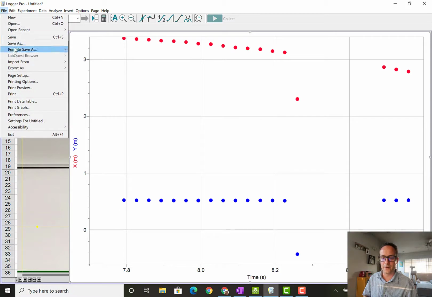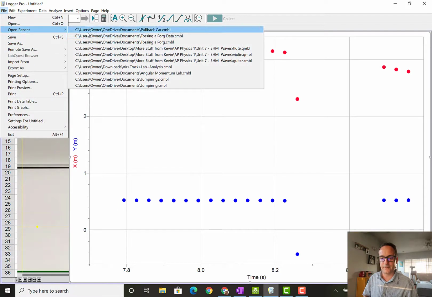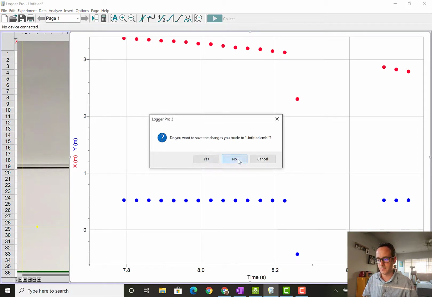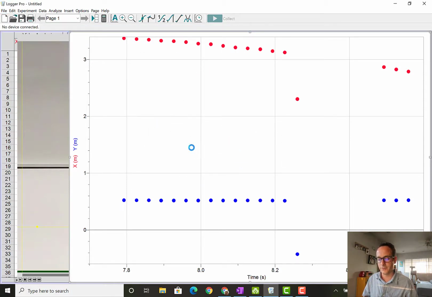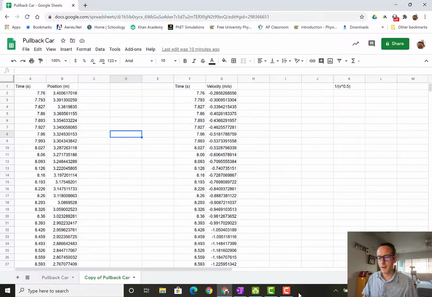Let's look at what a real graph might look like. Let's see, open recent. Where did I do that? Was it this one? Yeah, this one. No, don't save any of this. This is garbage. All right, this is going to take too long to load up, so I'm just going to move on to this.